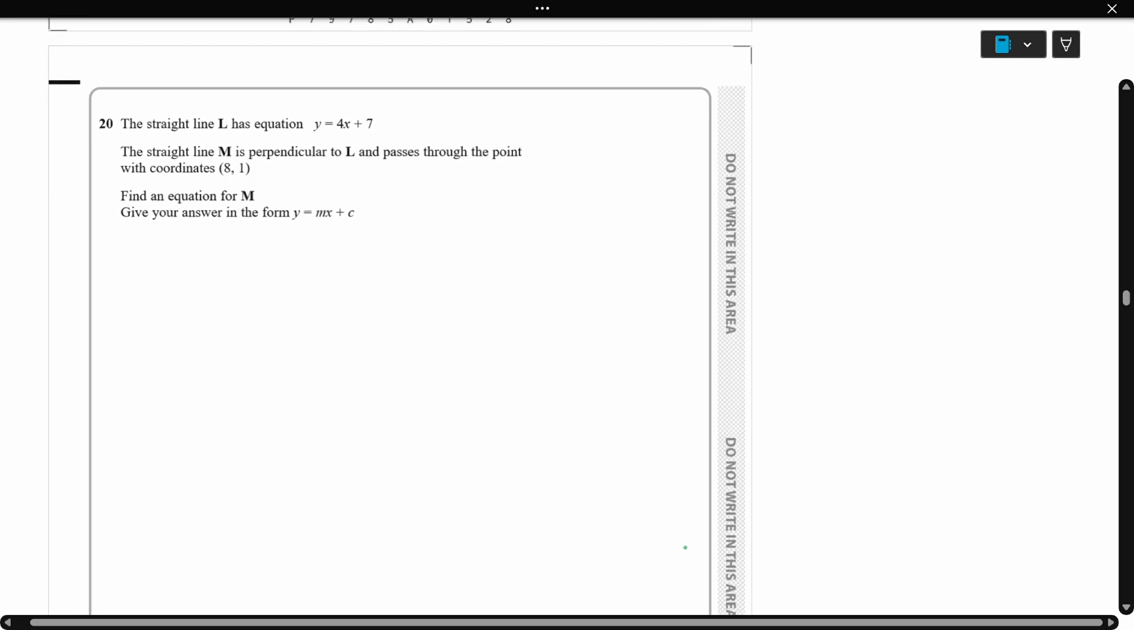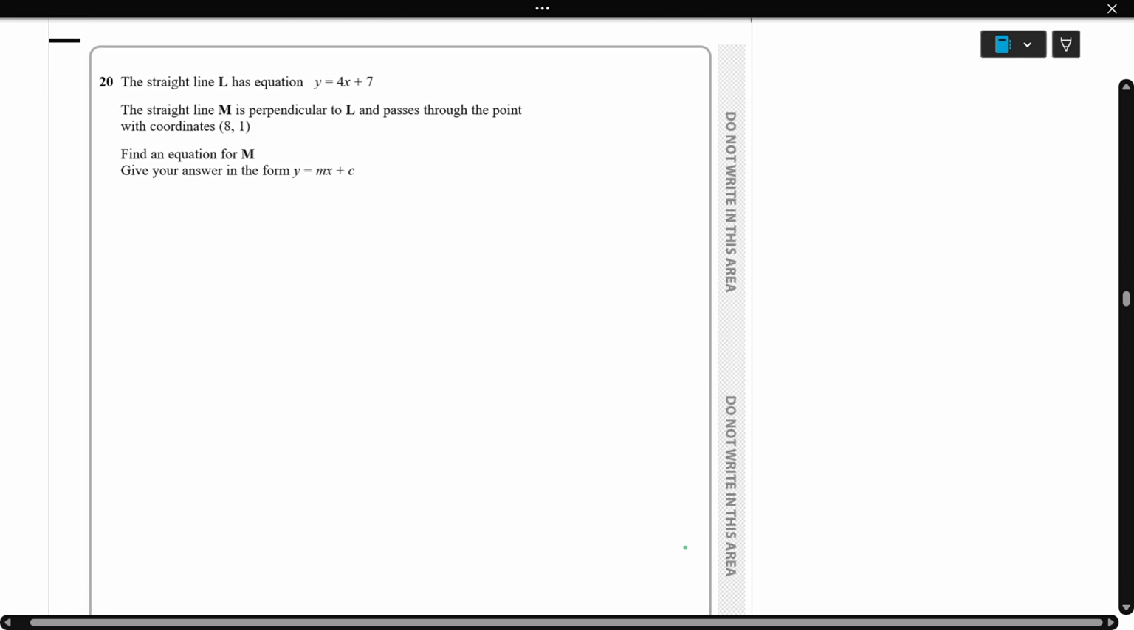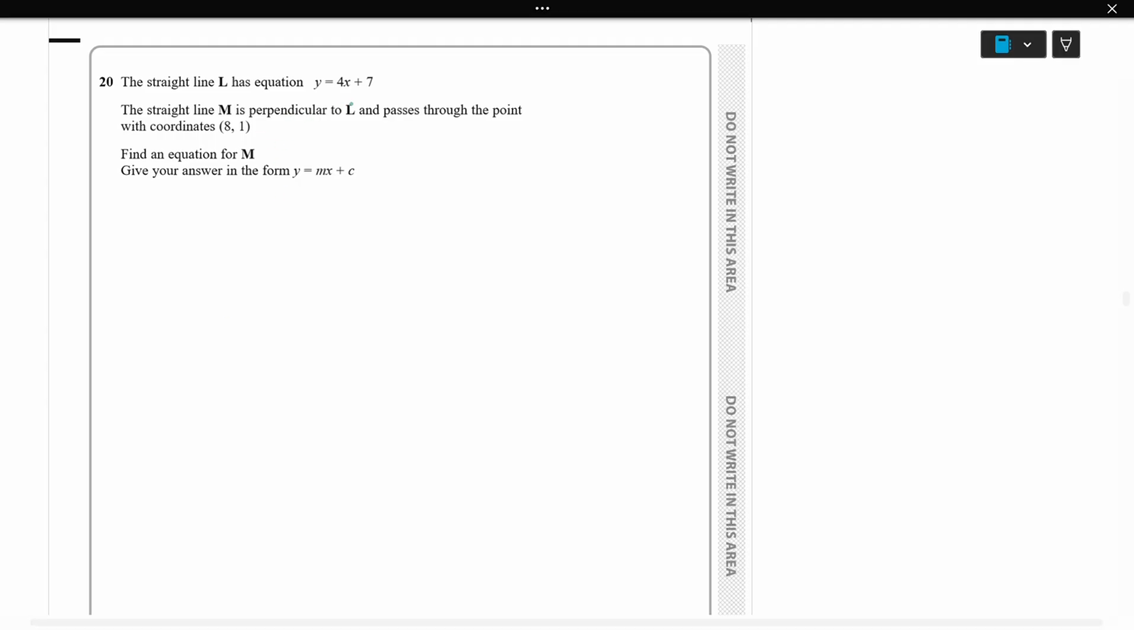Next, question 20. The straight line L has equation y equal to 4x plus 7. The straight line M is perpendicular to L and passes through the point with coordinates 8, 1. Find an equation of M. So first, the equation of L is y equal to 4x plus 7. So here the gradient is 4. This is our gradient, which is 4.